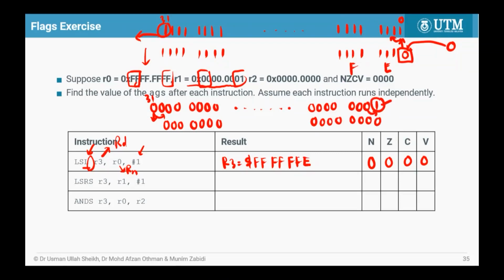What about this one here? This one will go outside. Okay. And what about this bit 31? Okay, the 0 from outside will fill up this bit. So what will be your R3 value? The R3 value now is 0, 0, 0, 0, 0, 0, 0, and 0.